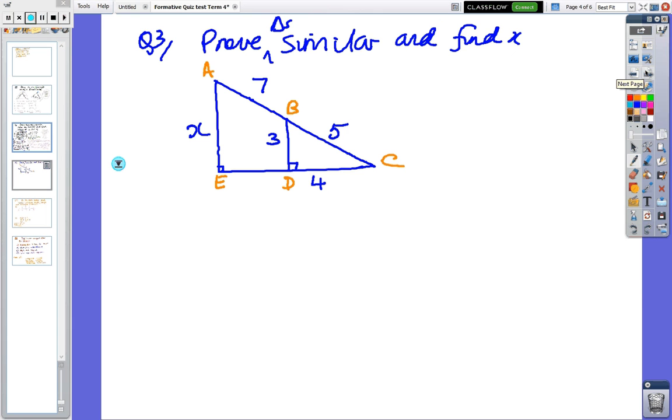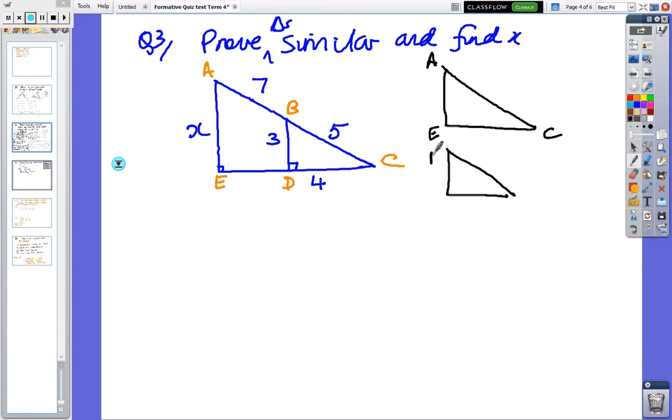Okay, here's another similar one. Prove that triangles are similar and find x. So in this particular one, sometimes you can't see the triangles, so I suggest you redraw them. Okay, it just doesn't have to be to scale. So we've got A, E, C, and we've got B, D, C, and we've got a right angle and a right angle, and a 4 and a 5 and a 3, and we've got nothing there, so we don't have to worry about that. 12 and x.